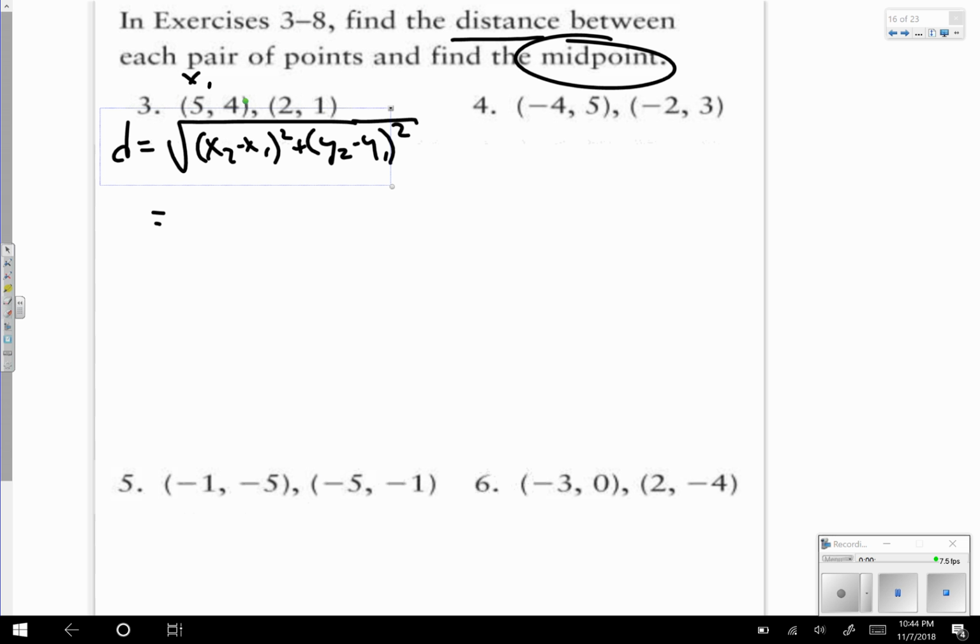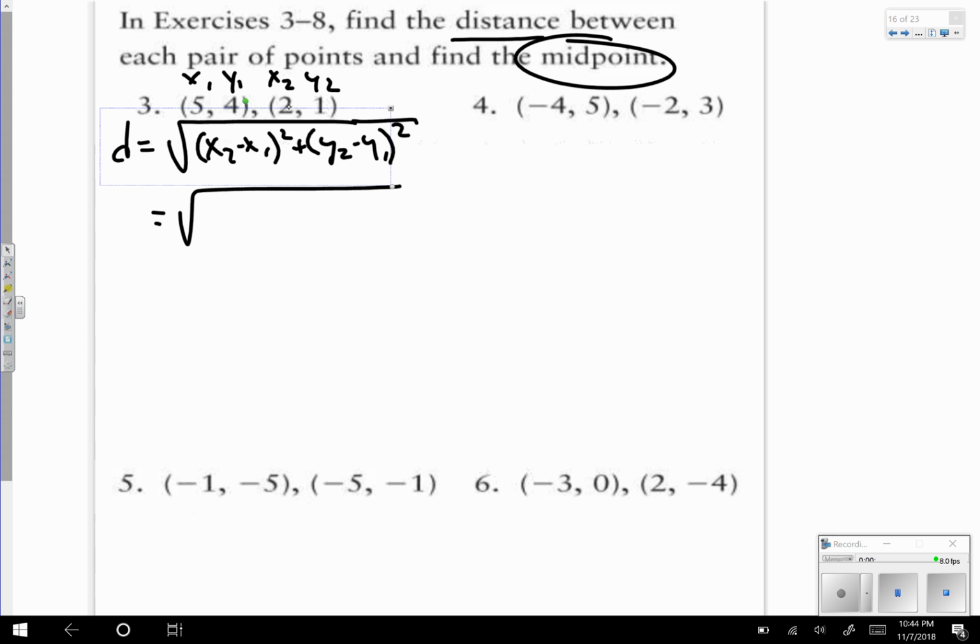So first thing we're going to do is label: x1, y1, x2, y2. You could have flipped it if you want. It doesn't matter, as long as you're consistent. So you could call this x2, y2, x1, y1. Doesn't matter. But basically all we're going to do right now is plug it in.